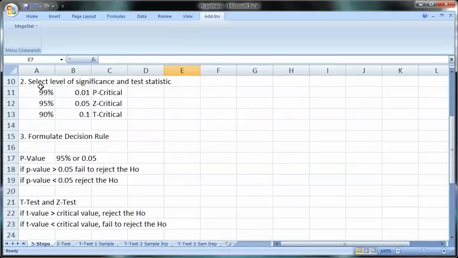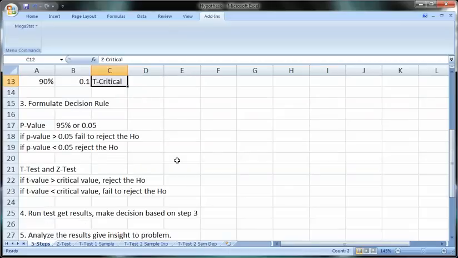Step number 2, select level of significance and test statistic. So level of significance are usually found, 90%, 95%, and 99%. And we're going to be looking for P critical values, Z critical values, and T critical values. And these are found in various different ways. The easiest one in my mind is the P critical value, which is these numbers based off of the significance level. For your Z and T tests, or T values, you're actually going to be having to look up a value based on the Z scores and T scores as well.